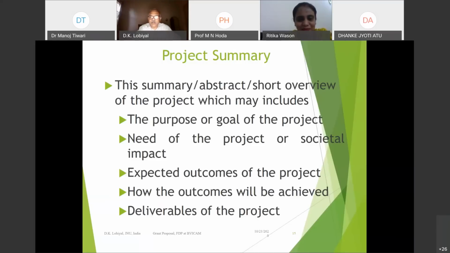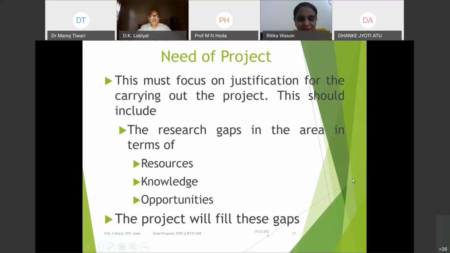Let me begin with what I said, the project summary. Then you also have some kind of a need about the project, why this project is to be done. The need for this, you need justification for carrying out the project, which will include, now you must identify the research gaps in the area by your literature survey. And then that also includes, when you talk of the need, the resources available or the resources that need to be created.